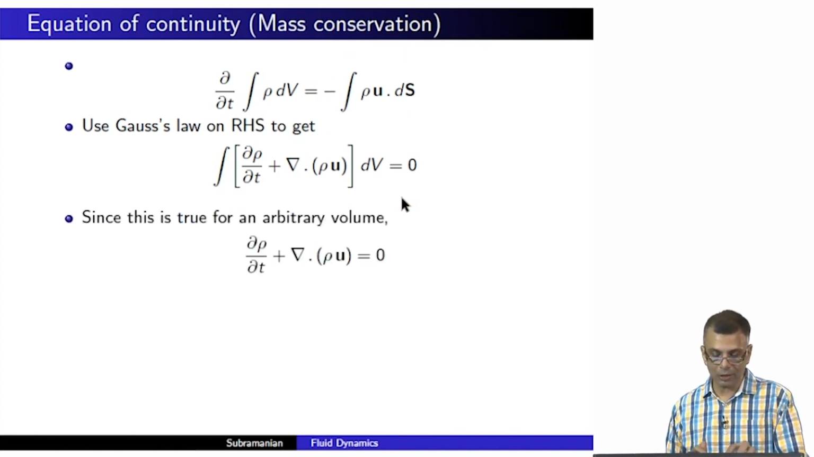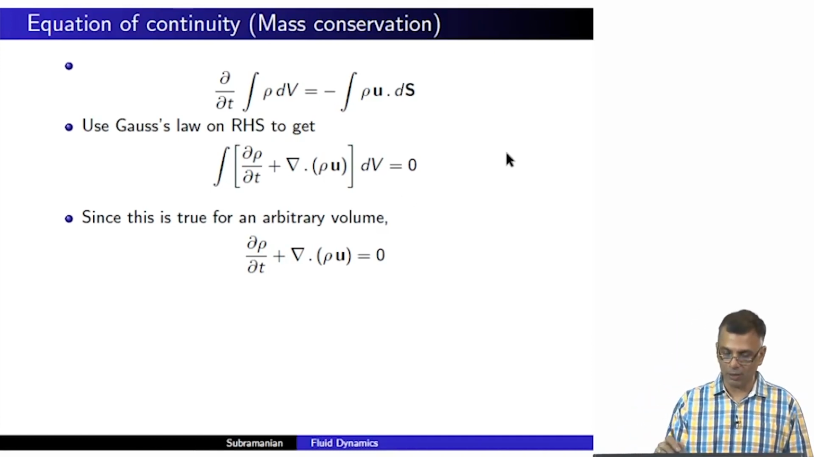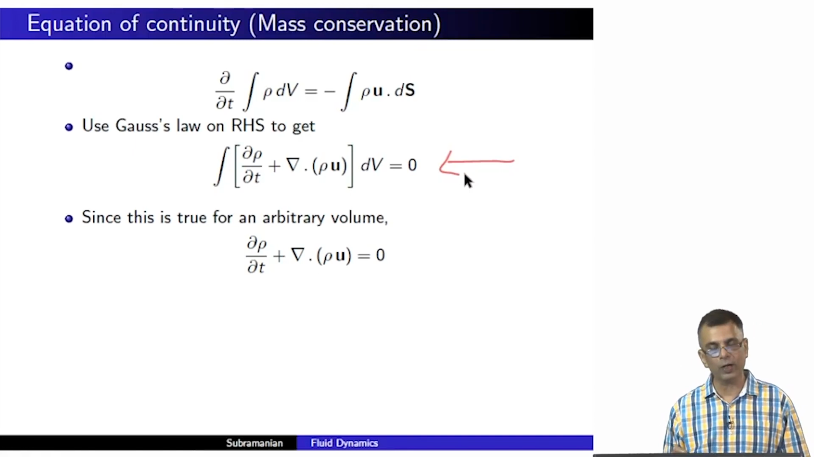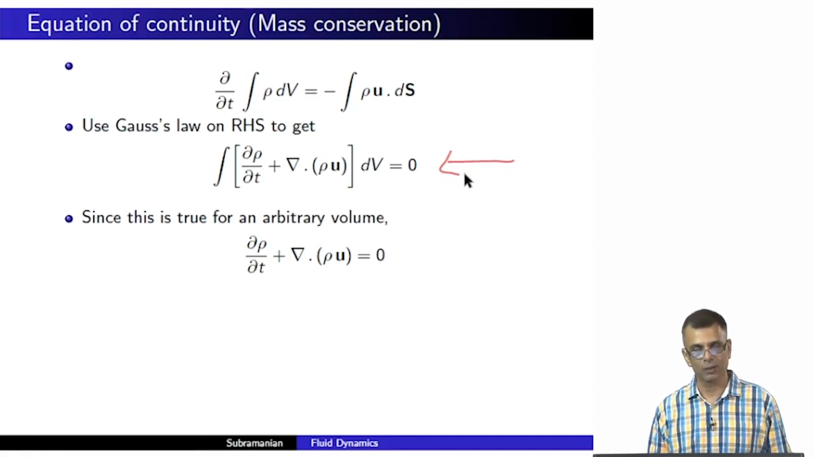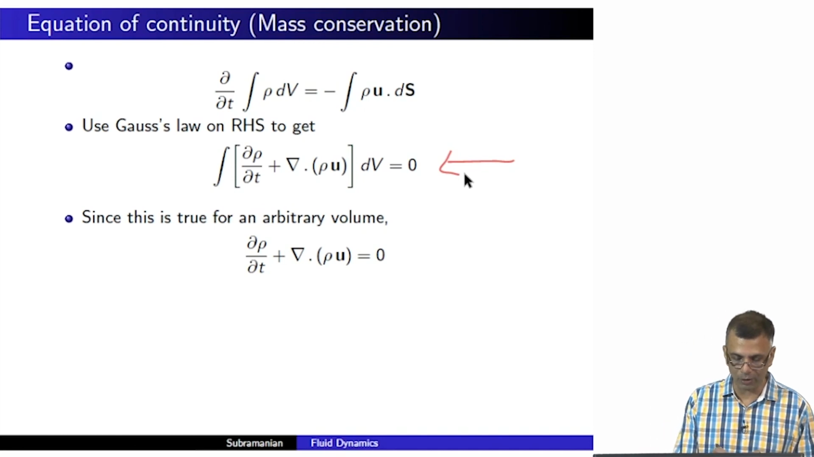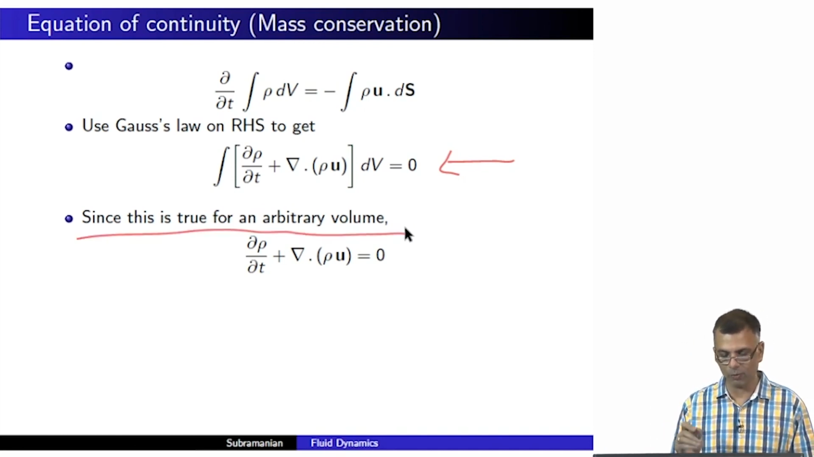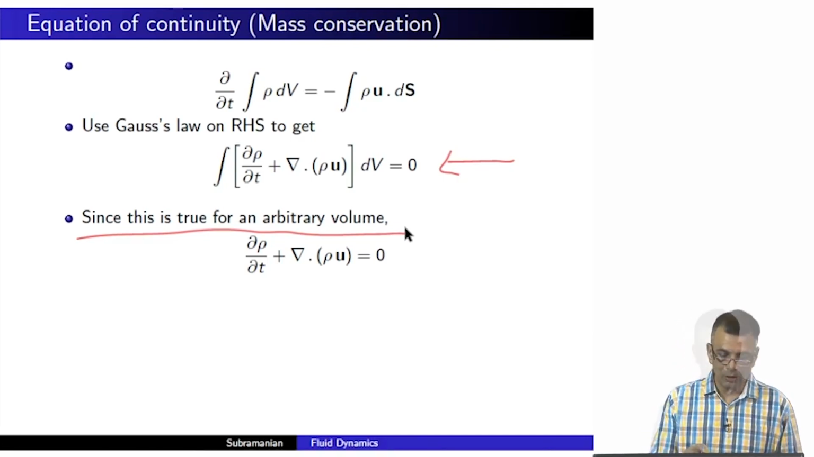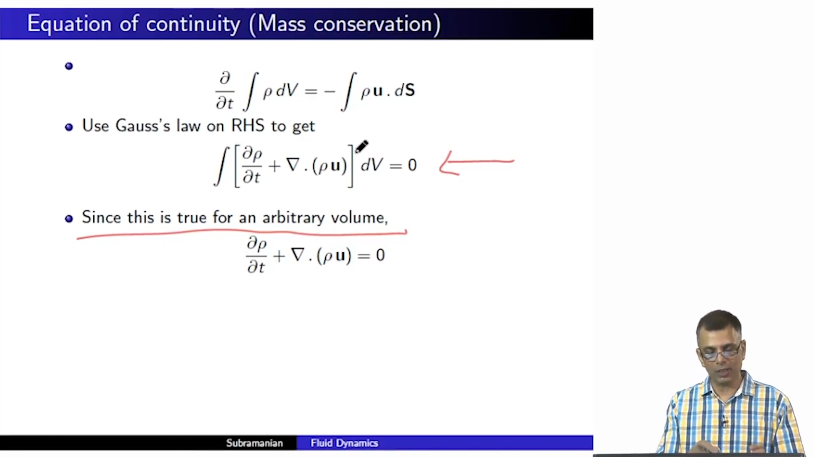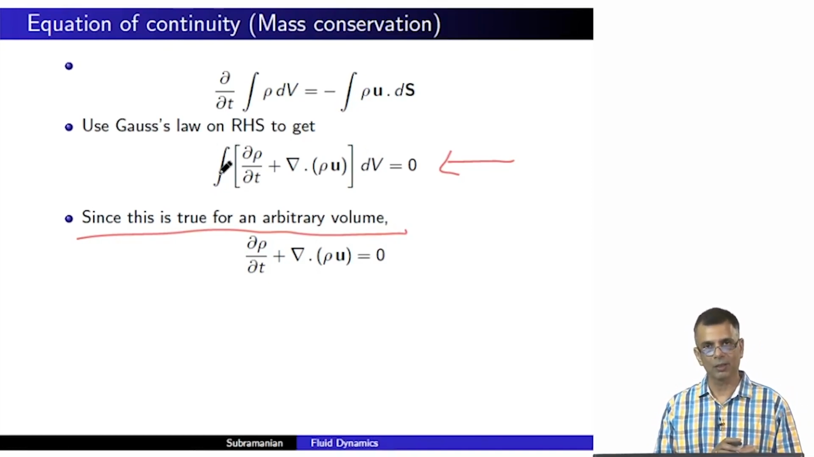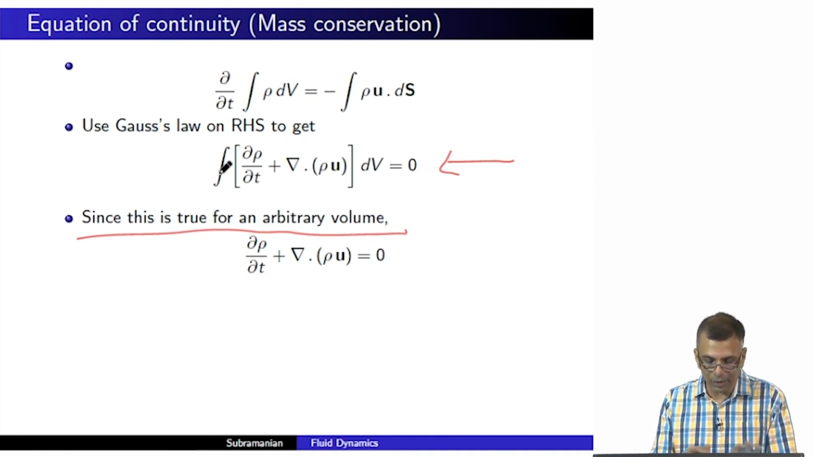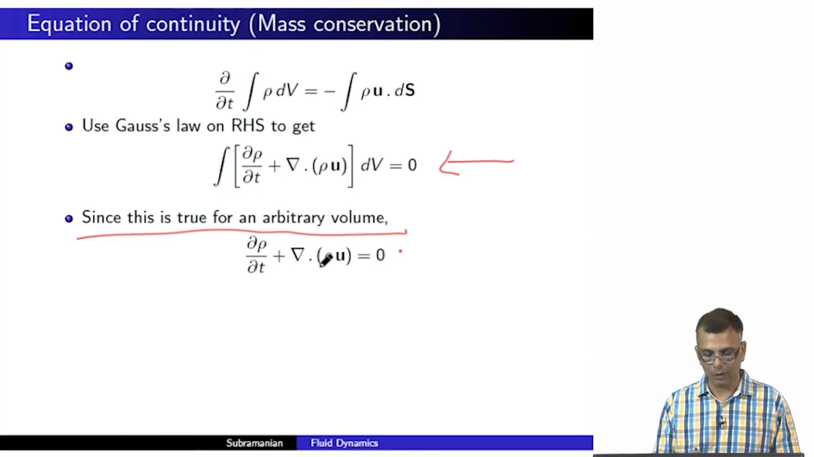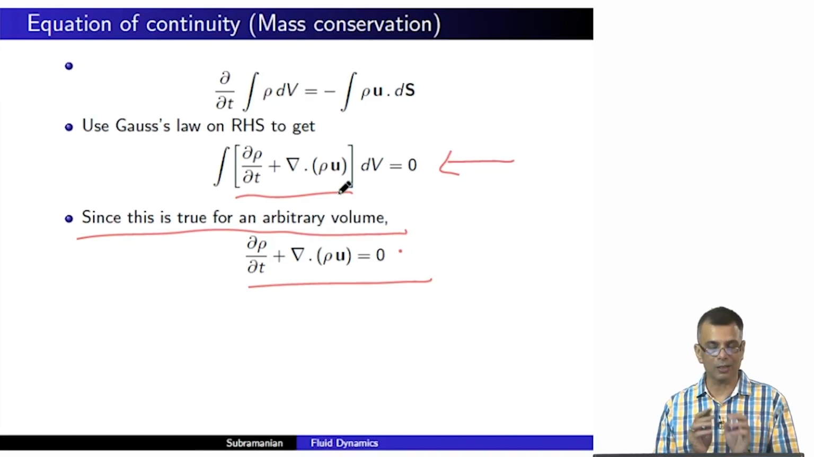And since this entire statement is true for any arbitrary volume, no matter how small, and this is very, very important. I should probably have written arbitrarily small volume. You can take this dV to be arbitrarily small, in which case the integral is irrelevant, right? So we can say that the integrand itself is equal to 0. Notice this is nothing but the integrand here. Okay, and that is it.